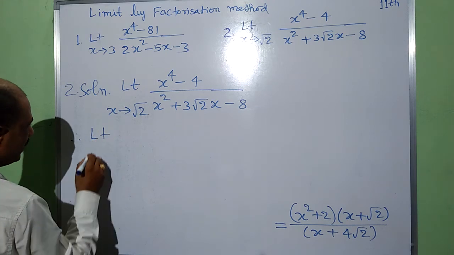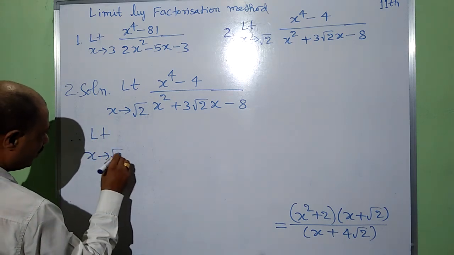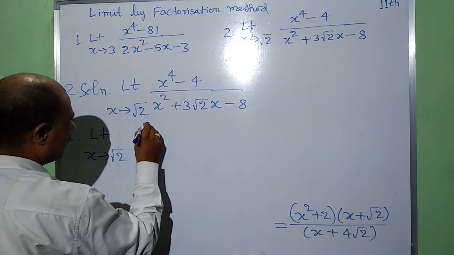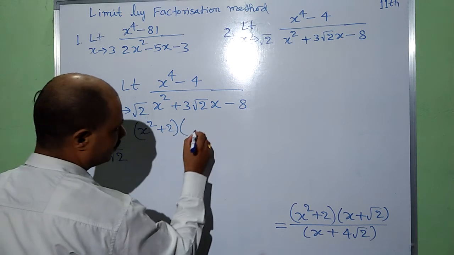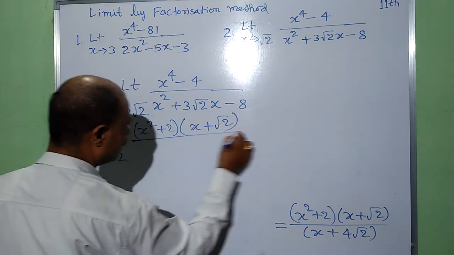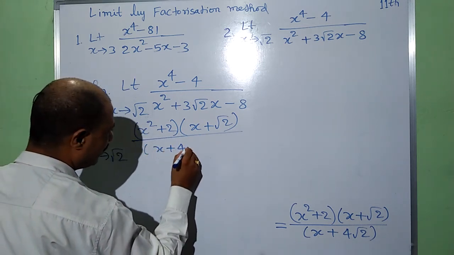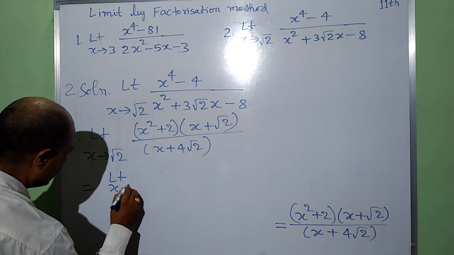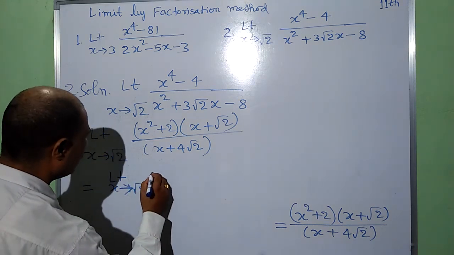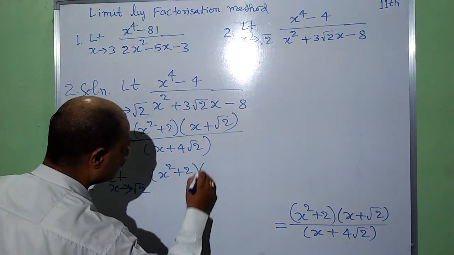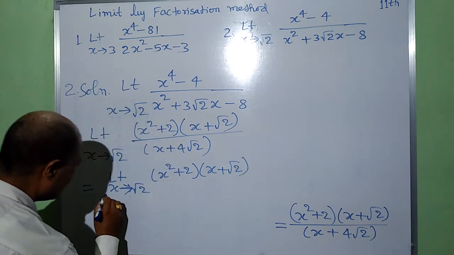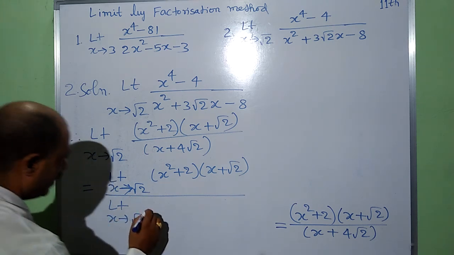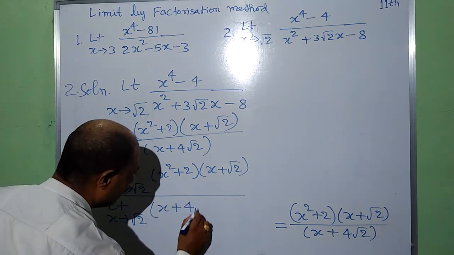Hence, the limit as x approaches √2, in place of this function, we can write this: (x^2 + 2)(x + √2) over (x + 4√2). Now we have to separate it. It will be limit as x approaches √2 of the numerator first, (x^2 + 2)(x + √2), over the limit as x approaches √2 of the function x + 4√2.